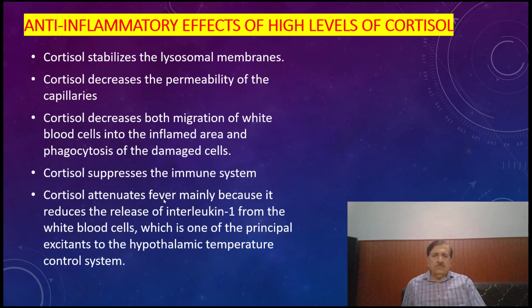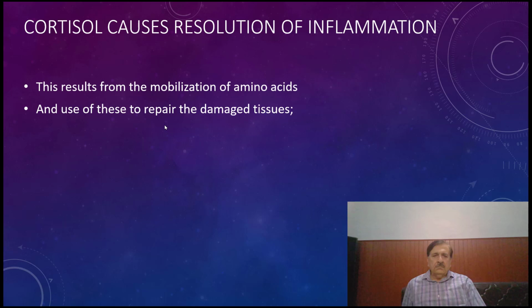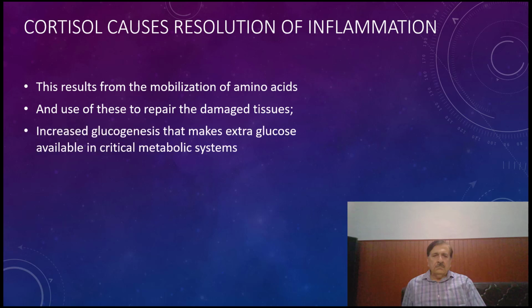Cortisol attenuates fever mainly because it reduces the release of interleukin 1 from the white blood cells, which is one of the principal excitants to the hypothalamic temperature control system. Stabilize lysosomal and cell membrane. Cortisol causes resolution of inflammation. This results from the mobilization of amino acids and use of these to repair the damaged tissue.